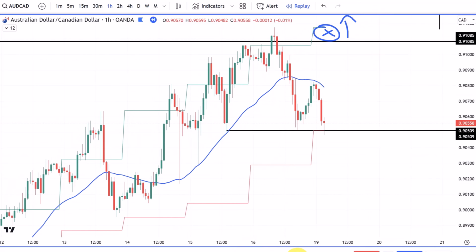Now we have a very interesting event happening here on the price chart. The market is now making a lower high, right? We have our highest high here. The market did try to break out.